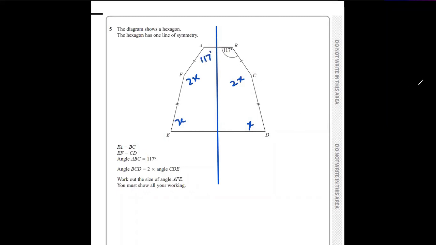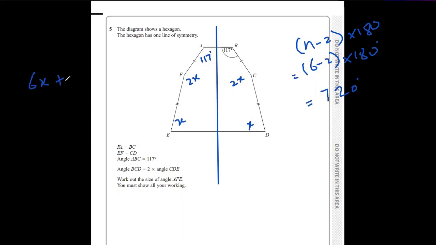Can someone tell me, in a hexagon, what's the sum of all angles? You have to do 720. So (n minus 2) times 180. 6 minus 2 is 4, times 180, and what would that give me? 720. So all of these angles add up to 720. If we add all of these angles up, I will get 2x plus 4x, which is 6x, plus double 117, which is 234. And that equals 720.